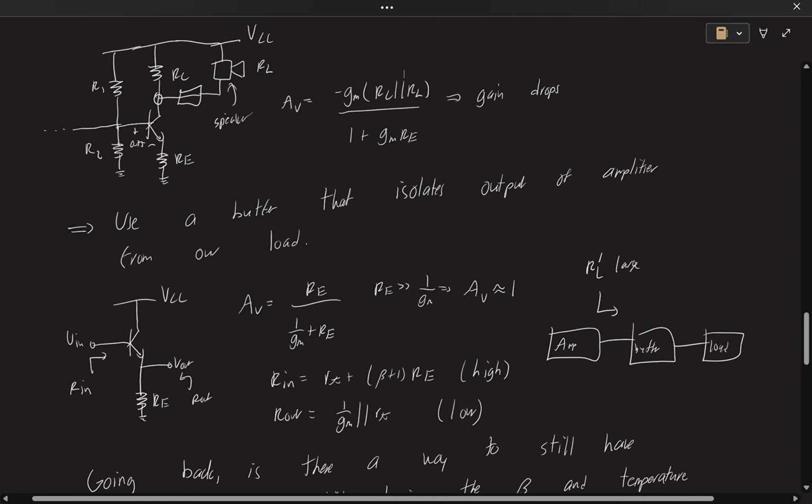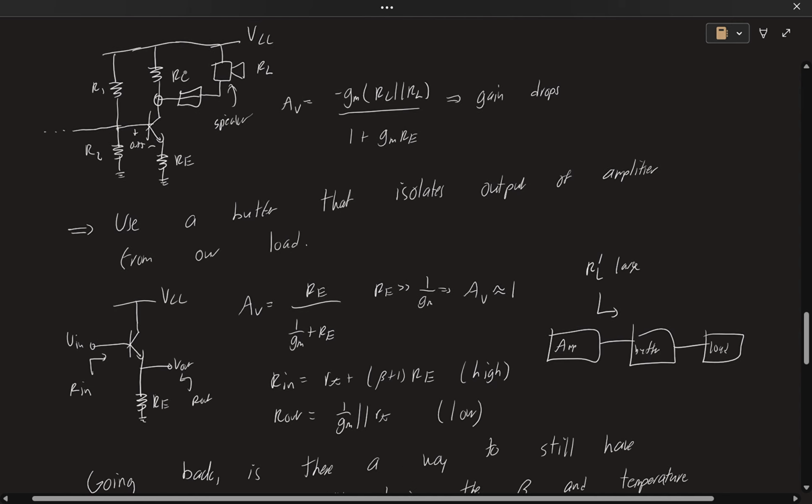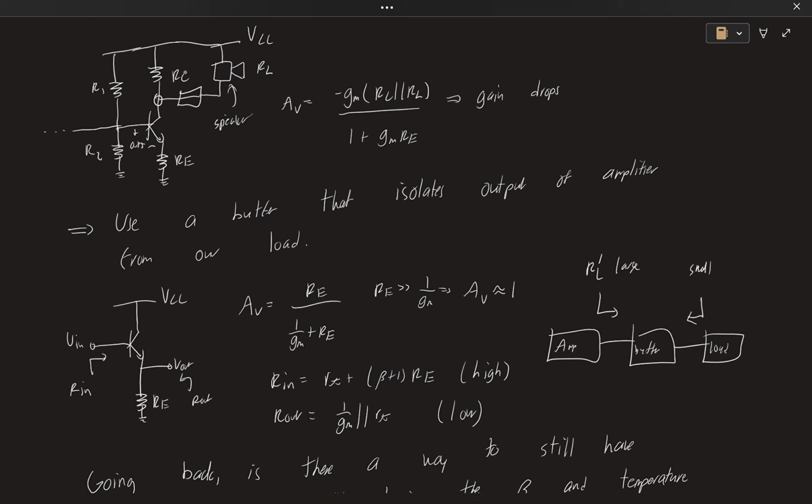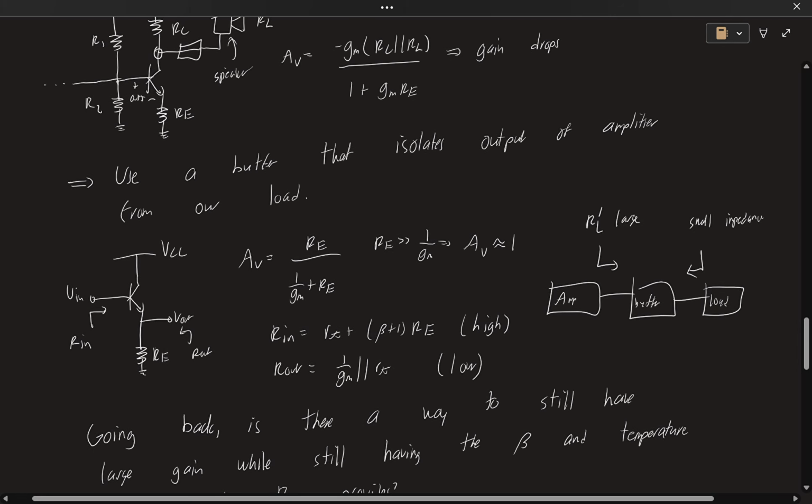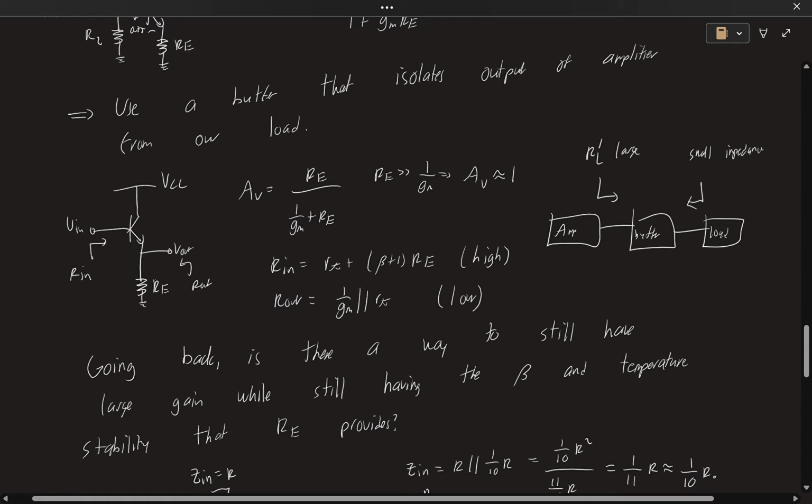So that's good. Consequently, if we look this way from our load, we're going to see a very small impedance. What this means is that there's going to be a more direct connection. If we see a large impedance, that means we have more resistance in the way. So we don't want any impedance looking back from the load. We can never actually get 0, we can get it very small, but we work with what we have. Ideally, we want to make RL prime infinity, but we can't. So that's what our buffer does.